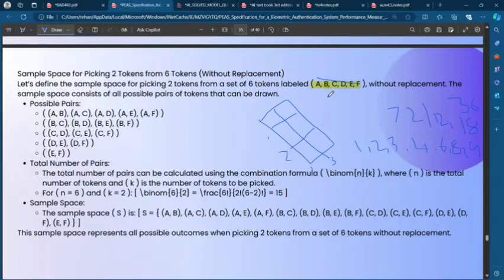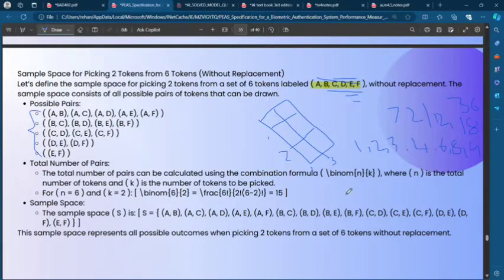I'll just give one hint: A to F. Then B C, B D, B E, B F. Then C D, C E, C F. D E, D F. Then E F. That's it, done. That's what they have done in this place. Total number of pairs: 1, 2, 3, 4, 5, 6, 7, 8, 9, 10, 11, 12, 13, 14, 15.